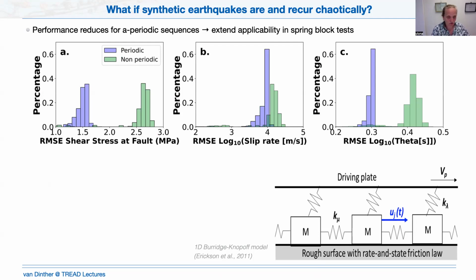So we worked together with some of the best people in weather forecasting, using this 1D Burridge-Knopoff model. This is just your spring-block model, where you have many blocks connected via springs. Then you're driving the plate, and the surface in between the blocks and the bottom is governed by rate and state friction.